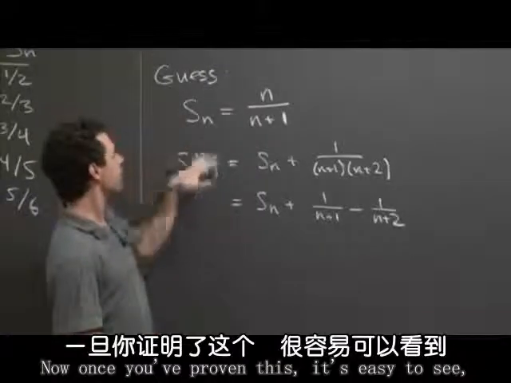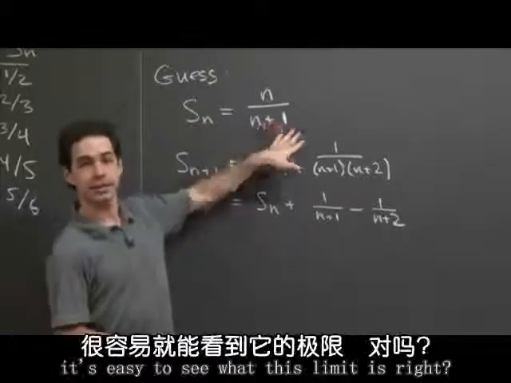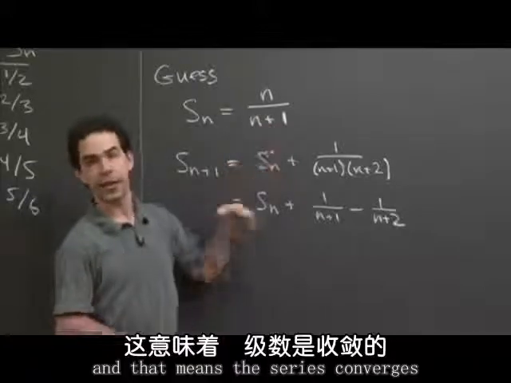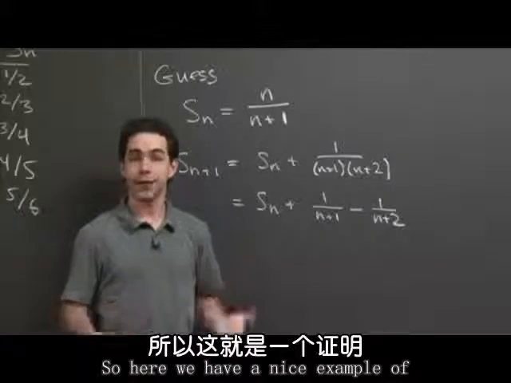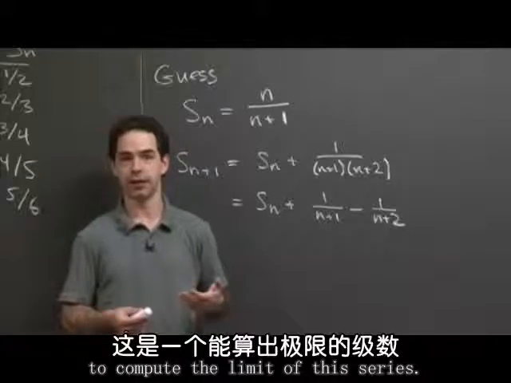Now, once you know that this is true, it's easy to see what this limit is, right? As n goes to infinity, this just approaches 1, and that means the series converges, and the limit of the series is 1. So here we have a nice example of a series that converges, and where it actually is possible to compute the limit of this series.